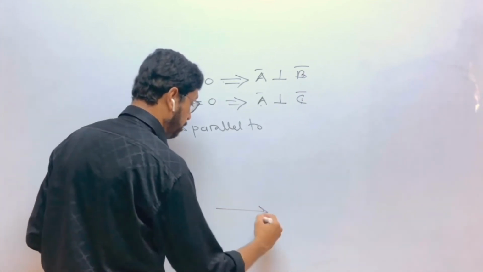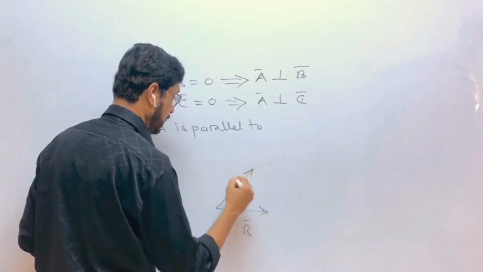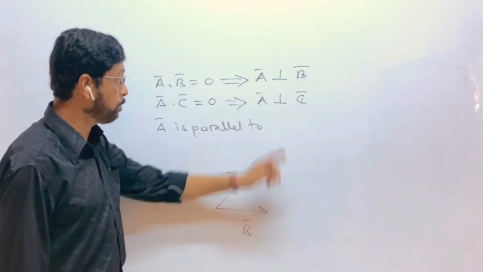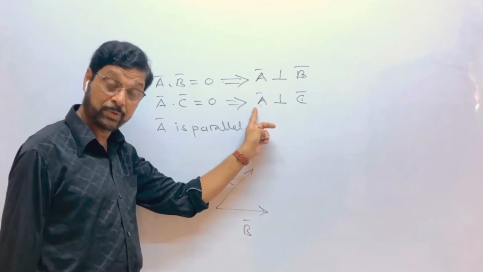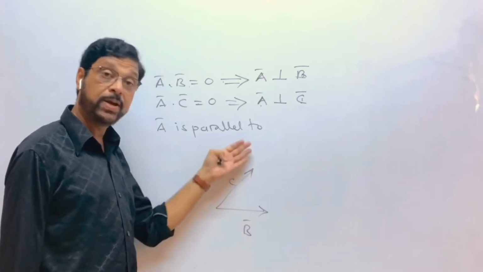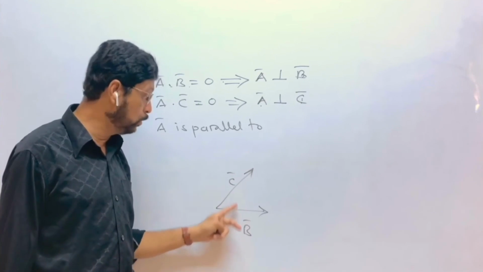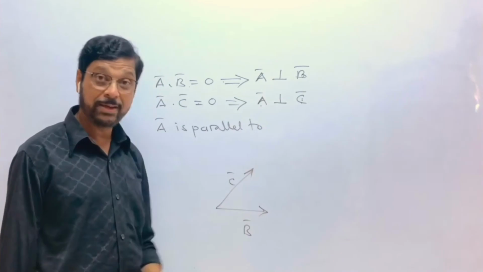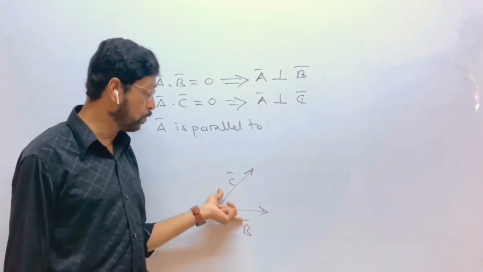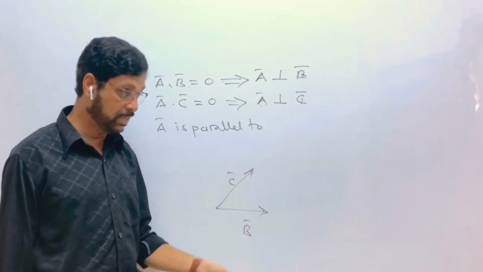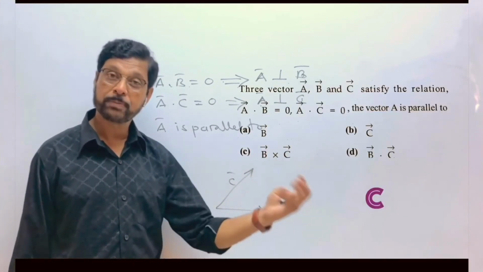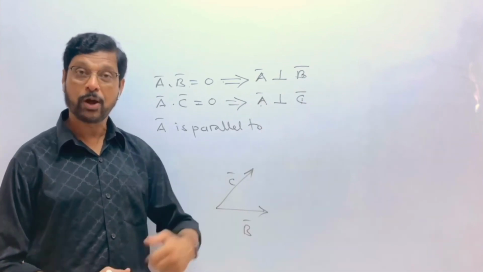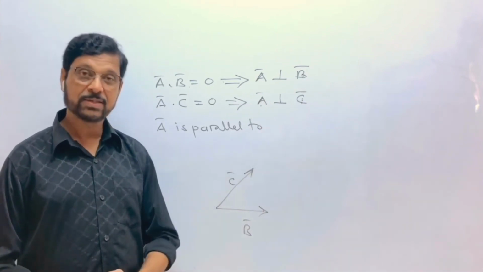So vector B and vector C, both of these are in one plane. Vector A is perpendicular to this plane. So what is perpendicular to this plane? The cross product of these two. Means vector A is parallel to the cross product of B and C. So check the options now. It is option C. A is parallel to the cross product of B and C. B cross C. So the answer is C.